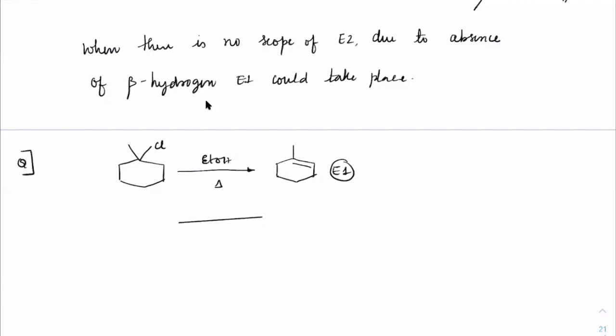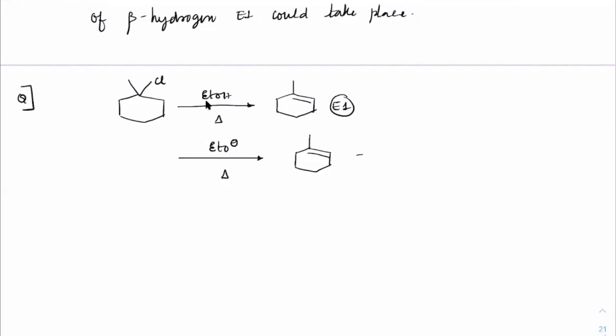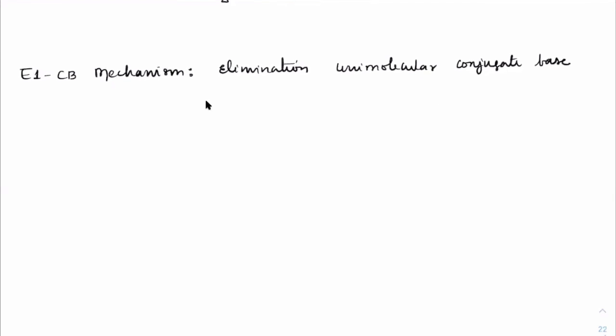Even if you take EtO minus and heat, the first one was an E1 condition, the second one is an E2 condition. Here also you can have the same double bond. You know that I'm writing only major products. Endo bonds are more stable than exo bonds. That's why both by E1 and E2 mechanism. Now there is the E1cB mechanism, elimination unimolecular conjugate base mechanism. Now let's see what is the condition.